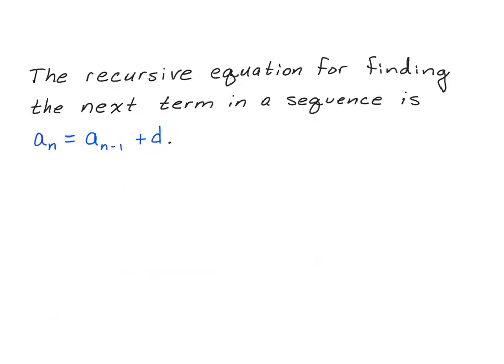Now we also have a recursive equation for finding the next term in the sequence. That recursive equation is a sub n equals a sub n minus 1, which once again means the previous term, plus d, which is your difference between the terms.